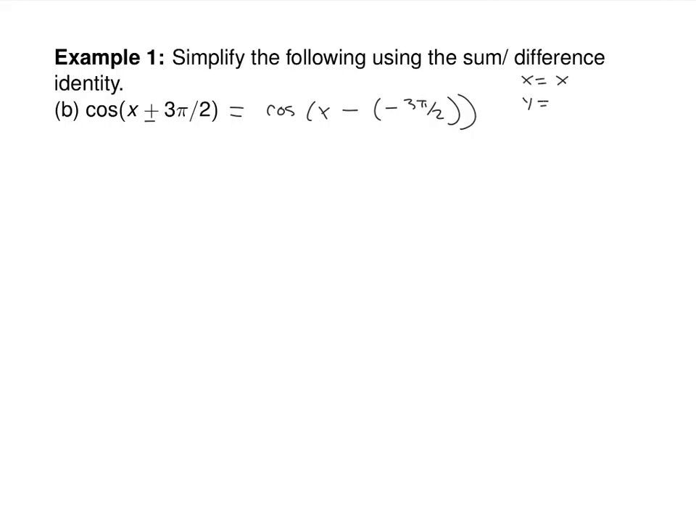What do you plug in for y in your formula? -3 pi over 2. There is a formula for plus, and we're going to have it on the next page, but you don't actually need it as long as you know this trick. So this will equal what? Cosine x times cosine of -3 pi halves plus sine of x times sine of -3 pi halves.